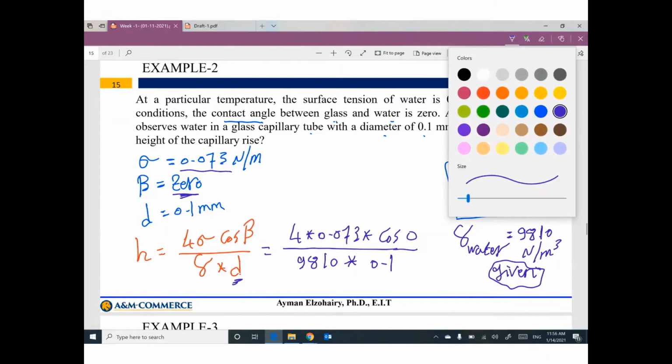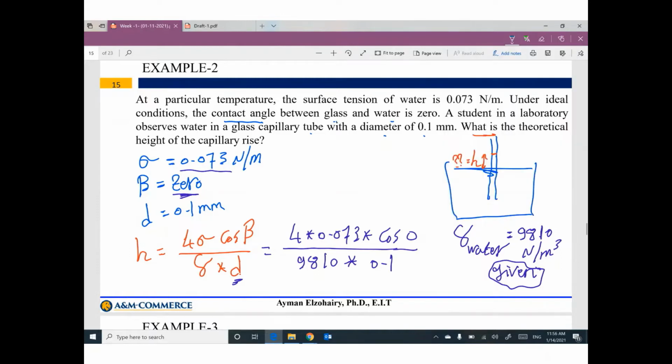Please, before using your calculator, you have to make sure that the units are consistent. So sigma is in Newton per meter. Gamma of water is in Newton per cubic meter. Diameter is given in millimeters. I believe everything is good. This one is good, this one is good. Both of them are consistent, Newton and meter. But your diameter is in millimeters. We need to convert. What do you think?